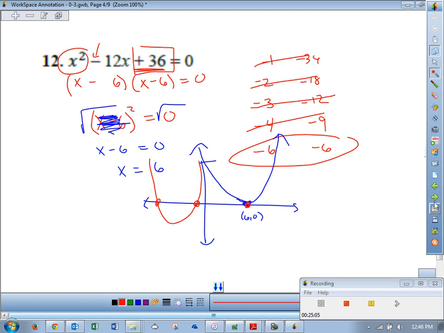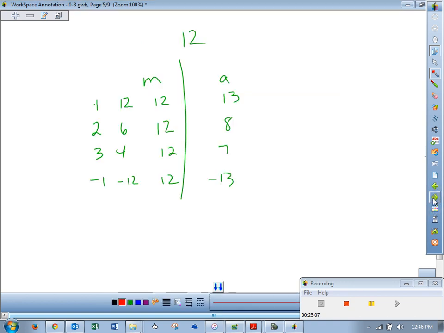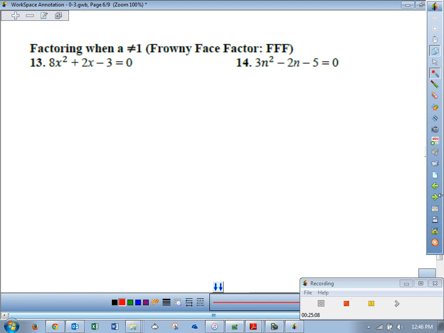A was 1. The next case, I called it frowny face factoring. Why is it frowny face? Because frowny face is sad, and this is a lot of work right here. The A value is not 1. With me? A value is not 1. I'm a big fan of putting this, because what you have to do is multiply A times C. I put that little frowny face right there also. That's 8 times negative 3. And I put that right above there. That's just the way I roll.